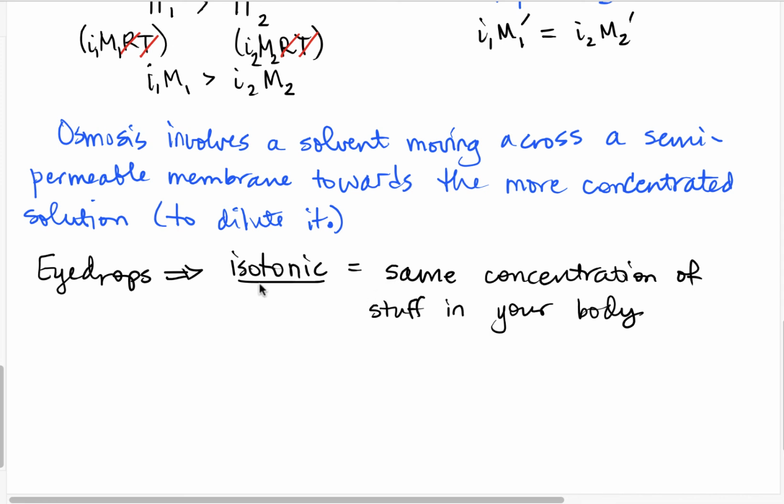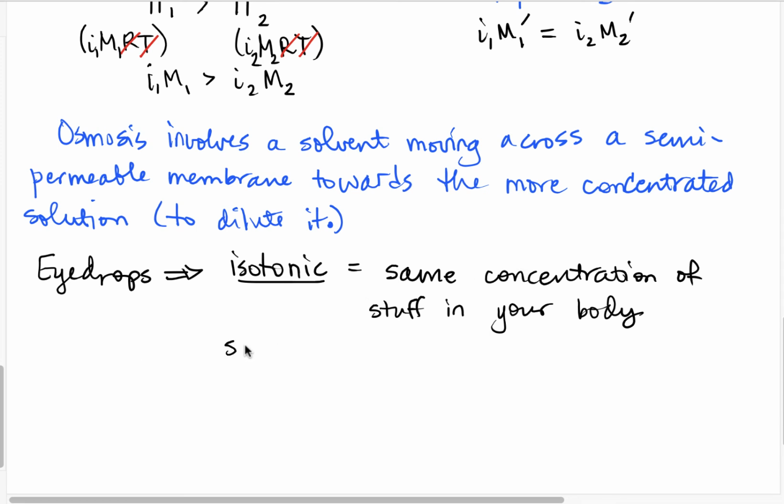So instead, you make sure that you put an isotonic solution on your eye. It's got the same concentration as the stuff inside your cell membranes, and so it doesn't cause any osmotic pressure, which then makes sure that it's gentle on your membranes.